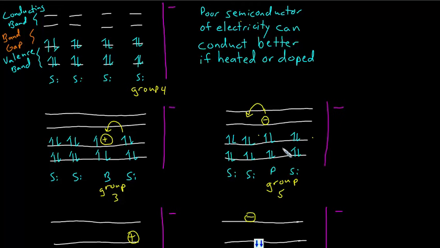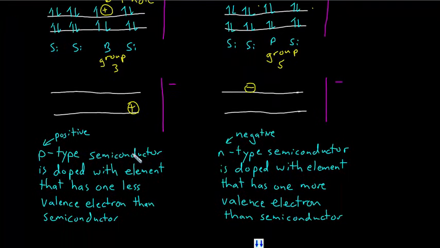So over here we call this electron a free electron, whereas we call this absence of an electron a hole. Now you can get holes and free electrons by doping. P-type semiconductors, that is positive types, are the semiconductors with holes. You can get those by doping with elements that have one less valence electron than the semiconductor. So in most cases, that's going to be group 3 elements.